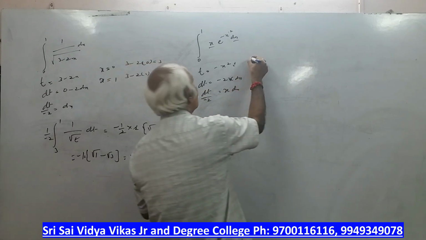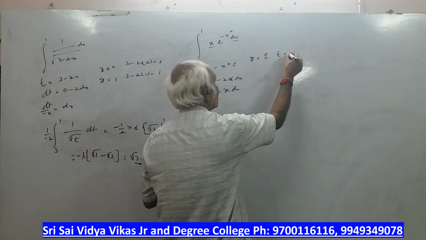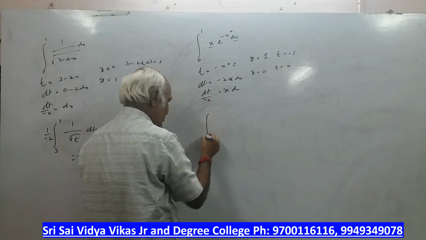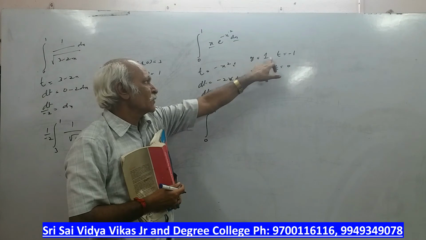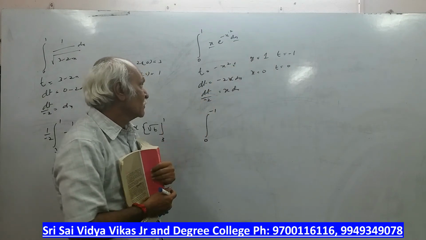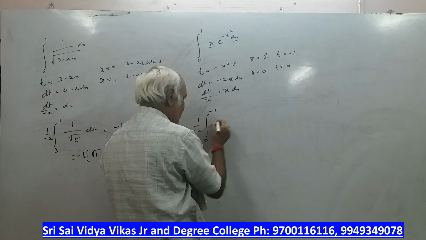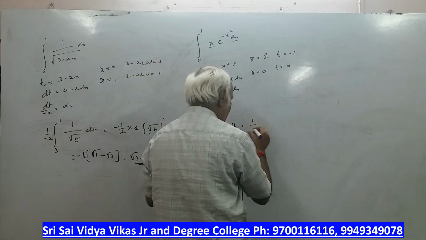Therefore, put x is equal to 1, t is equal to minus 1. X is equal to 0, t is equal to 0. So limits will be 0 to minus 1. The upper limit is becoming minus 1 because minus x square is there. And here x dx is replaced by dt by minus 2. So minus 1 by 2 e power t dt, which is nothing but 1 by minus 2.